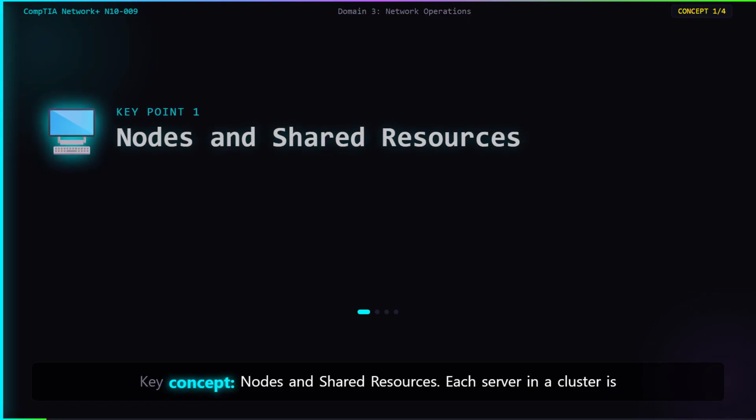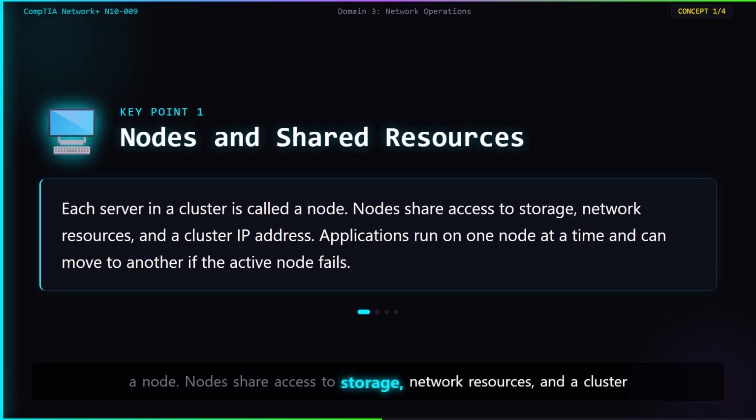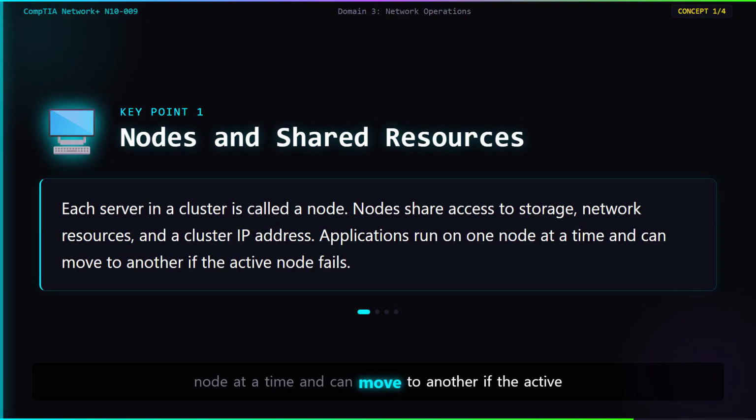Key concept: nodes and shared resources. Each server in a cluster is called a node. Nodes share access to storage, network resources, and a cluster IP address. Applications run on one node at a time and can move to another if the active node fails.